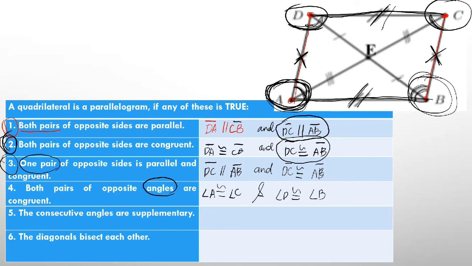Now, let's have the fifth property na meron tayo sa parallelogram. Sabi dito, the consecutive angles are supplementary. Pag sinabi natin consecutive, yung magkasunod na angle. Then, dapat supplementary. So, sabi natin kanina, the supplementary must be equal to 180 degrees. Okay? O sige, let's try this figure. Let's try the figure that we have.